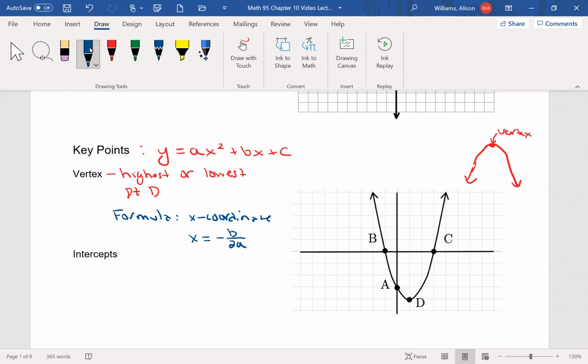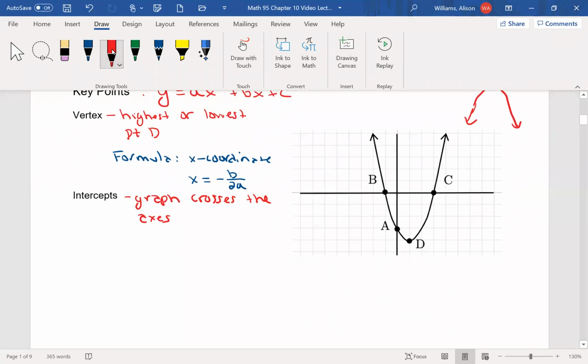Okay, then there are what we call intercepts, and this should be a concept you've probably seen before. Intercepts are where the graph crosses either of the axes. So let's say the axes, the plural version of axis. And we do have a special name for it. So when it crosses the x-axis, that's called the x-intercept. Or in this case, intercepts, because I hope you notice that point B and point C are the x-intercepts.